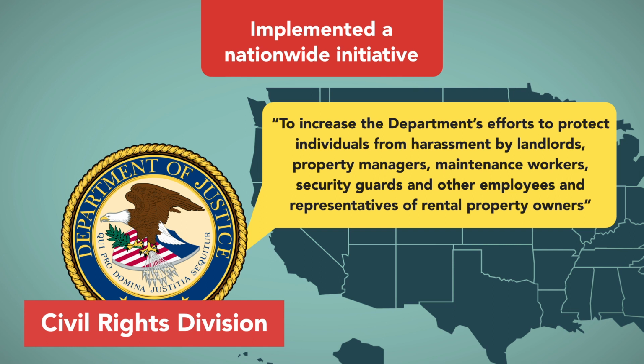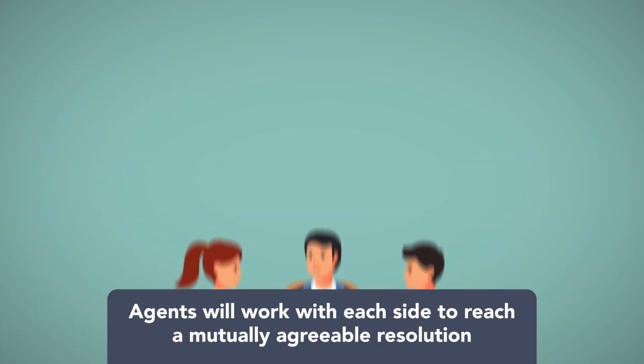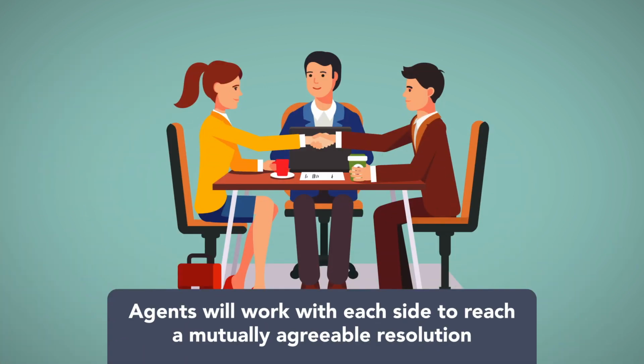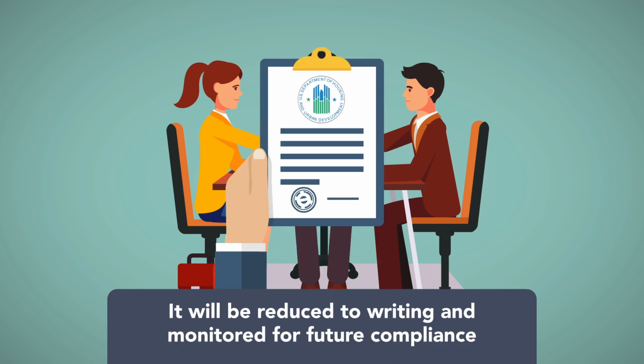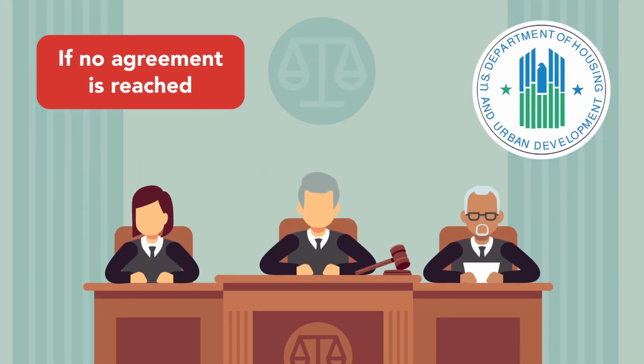Once HUD implements an FHA complaint investigation, agents will work with each side to reach a mutually agreeable resolution. If they reach an agreement, it will be reduced to writing and monitored for future compliance. Alternatively, if no agreement is reached, HUD may bring a case to the administrative or federal courts.